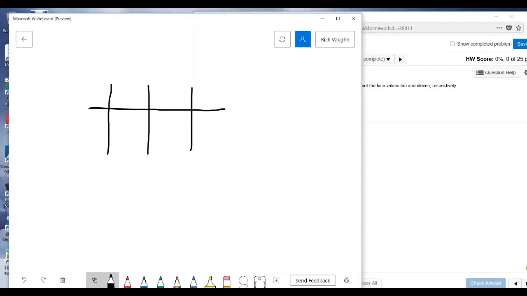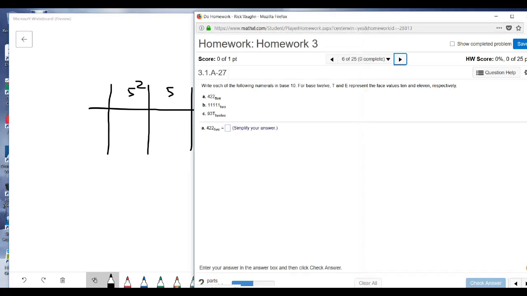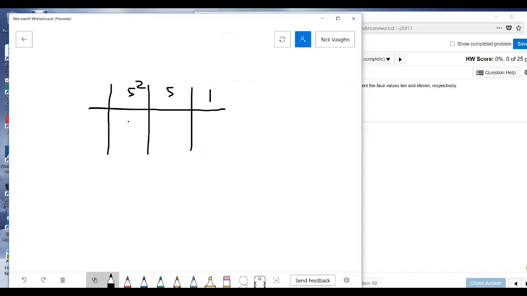Since we're in base 5, the first digit is the ones digit. The next one over after that is the fives digit. And the next one after that is the five squared digit. And then I can just put the value of the places in there, 422. So I'll put 4 in the 25, or 5 squared, and then 2 in the fives position and 2 in the ones position.